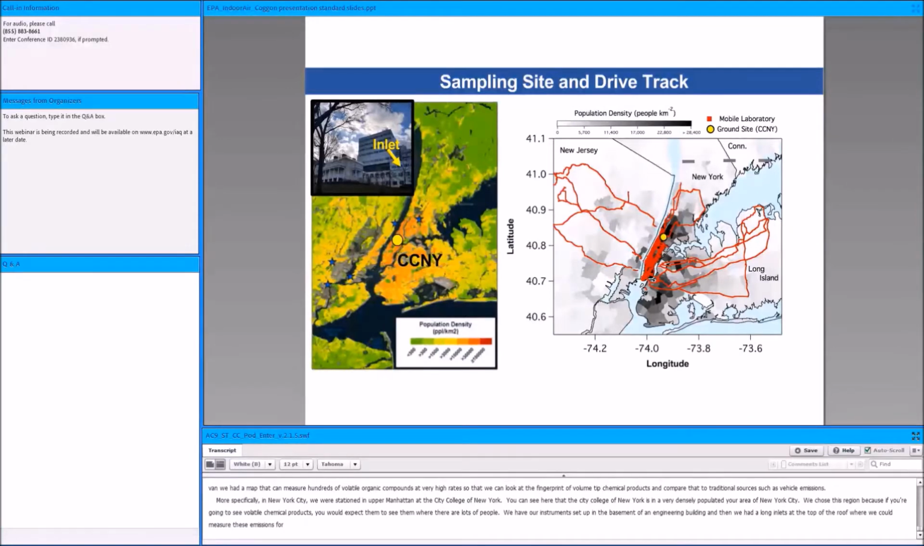In addition to this ground sampling, we drove our van around the New York City region. So on the right, you'll see a map colored by population density. The red trace is where we drove our van. So we drove our van from rural New Jersey, for example, all the way into the densest parts of Manhattan, and then all the way out to Long Island. And the idea is if you are to see volatile chemical products, you would expect to see them in the most densely populated areas, and we can compare that to regions where there are less people and hopefully understand their impact on urban air quality.